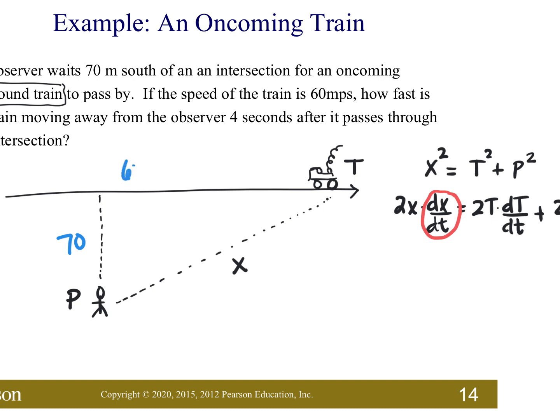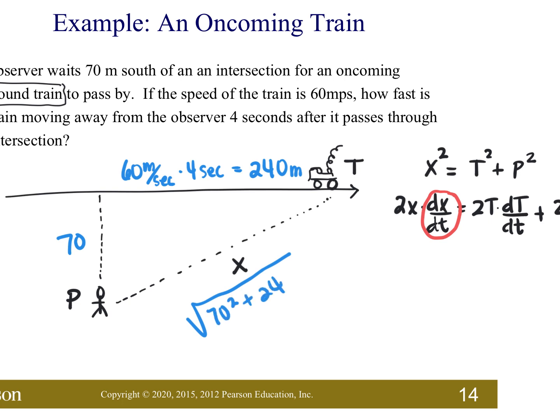Okay, it's 60 meters per second times the 4 seconds that have passed, and so the train has gone a total of 240 meters. Once I know that, I can also figure out, using Pythagorean theorem, how long the x value is, which would be the square root of 70 squared plus 240 squared, which works out to be, whoops, a nice number. 250. Okay, works out perfectly to be 250 meters. All right, we have all the values we need now.